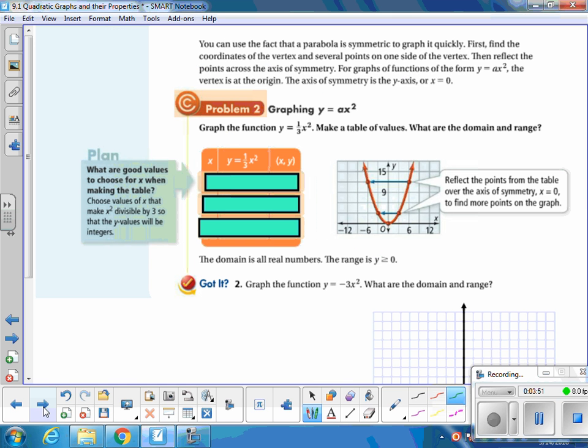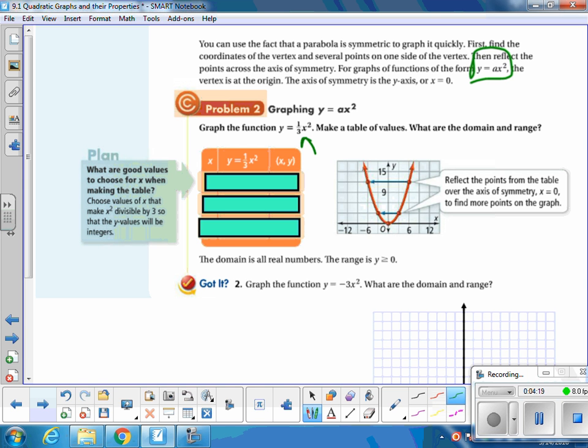Vertex. You can use the fact that a parabola is symmetric to graph it quickly. First, you find the coordinates of the vertex and several points on one side of the vertex, and then you can just reflect it across the axis of symmetry. So let's look at the parent function. Y equals ax squared. The vertex is at the origin, so the axis of symmetry is the y-axis, or x equals 0.